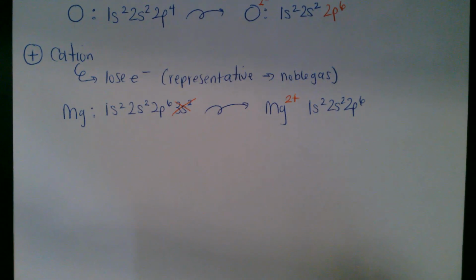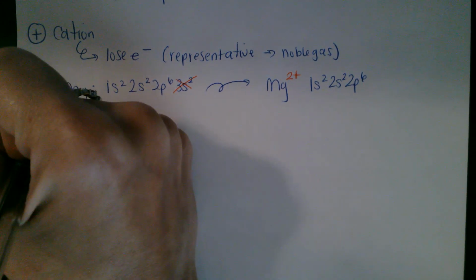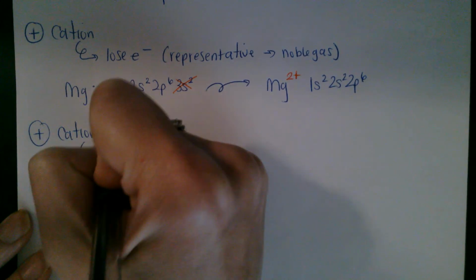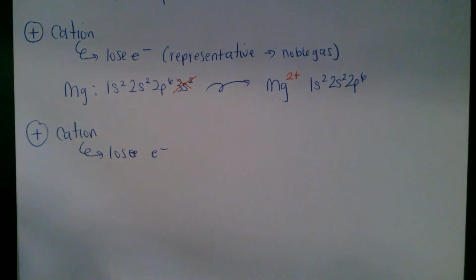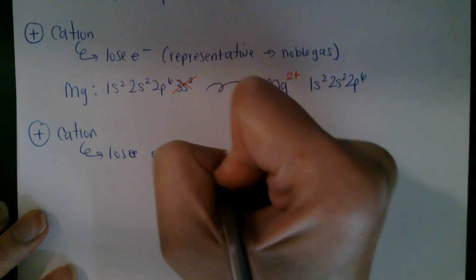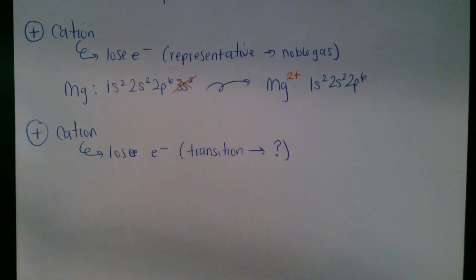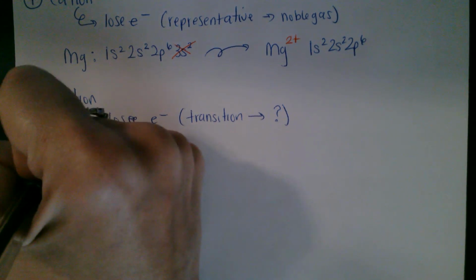Okay, so now let's look a little bit at transition metals. This is where it gets a little bit interesting. Again, they all form cations, so they still lose electrons, but it's not quite as predictable. We'll see a few that are, and then some that maybe are not totally obvious. One of them that's nice is iron.